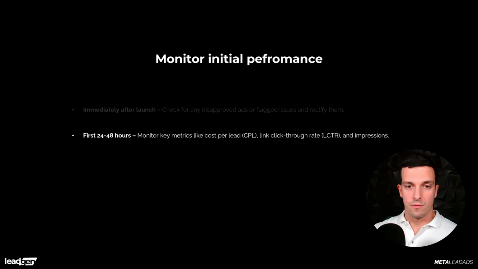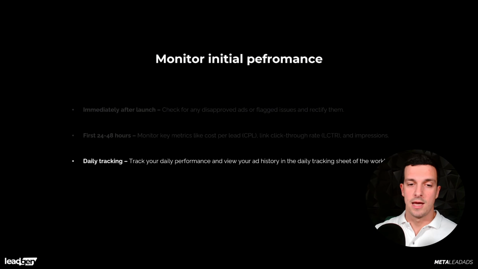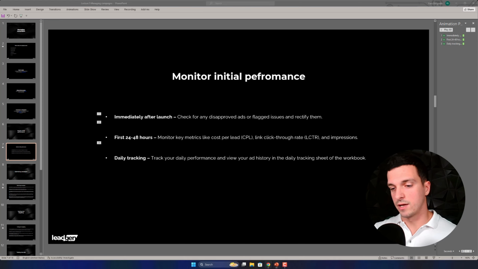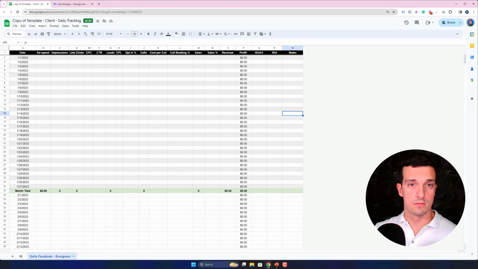For the first 24 to 48 hours, monitor key metrics like cost per lead, link click-through rate, and impressions. So you just want to monitor it, you don't want to touch anything. And daily tracking: track your daily performance and view your ad history in the daily tracking sheet of the workbook. So under this video, you're going to find this tracking sheet.